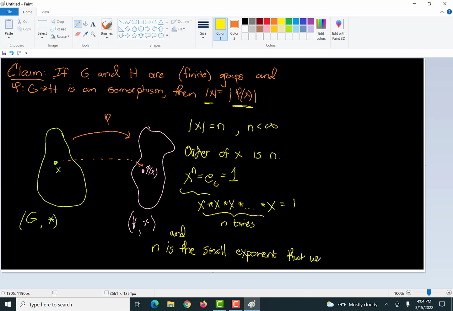And I'm just going to write loosely, that works. That gives us the identity. All right, so you've got two important properties to keep track of here. The first one for the order is that x to the n is 1, and the second important property is that it's the smallest exponent that will do that. Okay, so two important properties of the order.